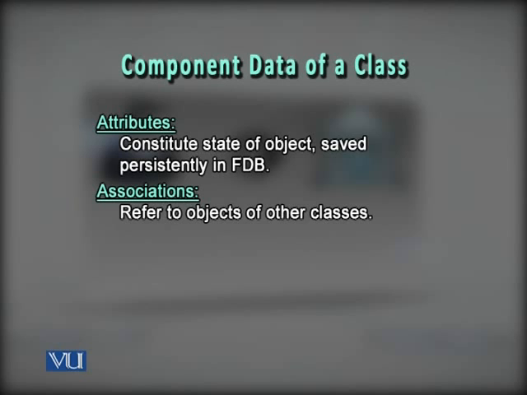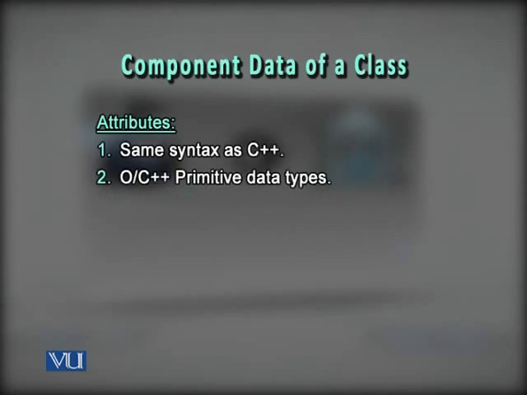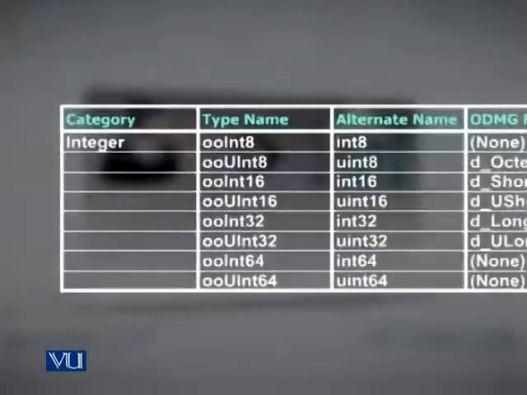First we see how we define the attributes in the PCC. As far as the syntax is concerned, syntax is the same as in C++, so we don't need to discuss that. However, the primitive data types that are supported in Objectivity C++ are similar to C++ but with a little bit of difference. And that difference is evident as you can see from the slide in front of you.